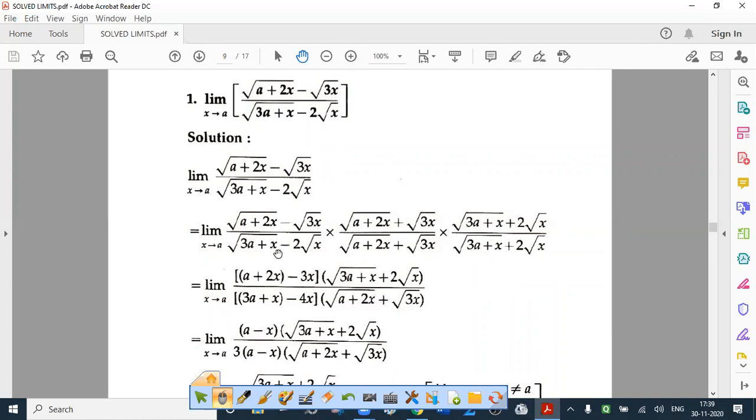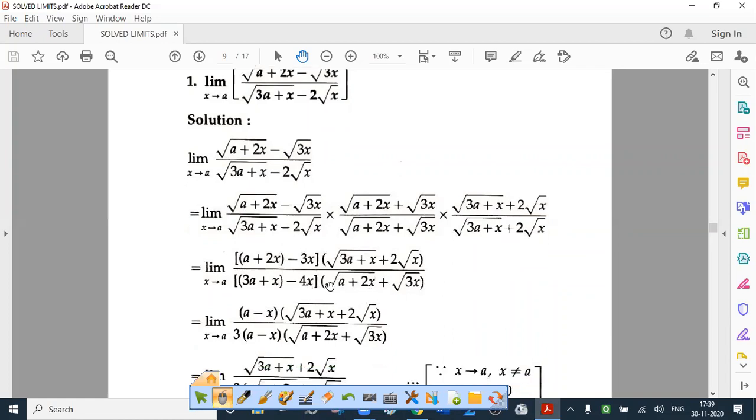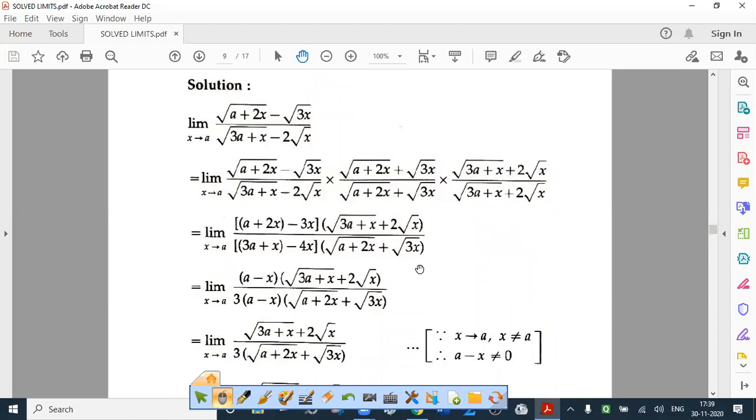In the denominator, take the product of first and third because this is the rationalizing factor of the denominator, this one. So 3a plus x minus, what is the square of 2 root x? 4x. That is why minus 4x. This as it is. Next step. a plus 2x minus 3x is a minus x. Okay. This as it is. What about the denominator? 3a plus x minus 4x. It is actually 3a minus 3x. Take 3 common to get a minus x.